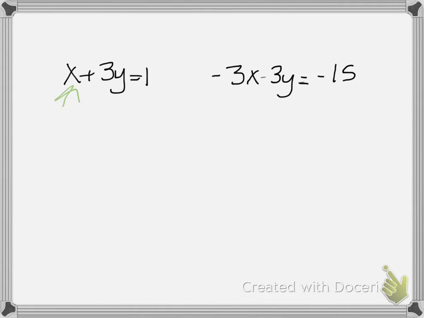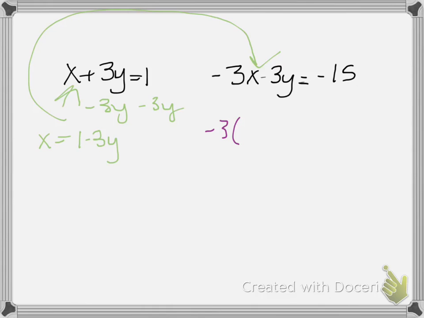Okay, x looks like it could be pretty easy here because there's no number in front. To get by itself, we just need to subtract 3y. So I'm going to get x equals 1 minus 3y. So wherever I see an x, I'm going to replace it with that 1 minus 3y. So I'm going to get -3 times (1 minus 3y) minus 3y, because we can't forget about it, equals -15.